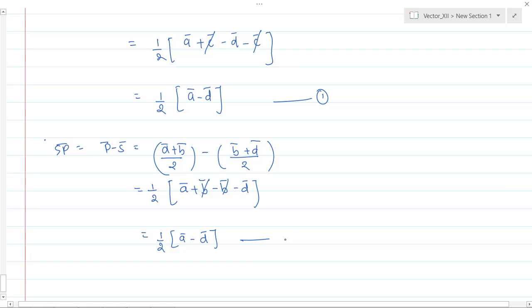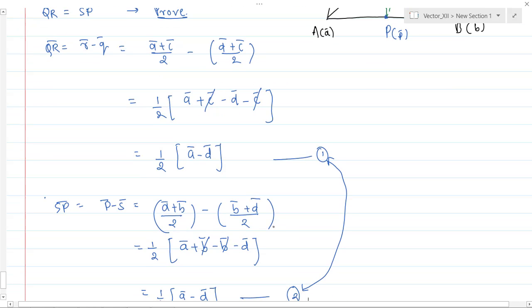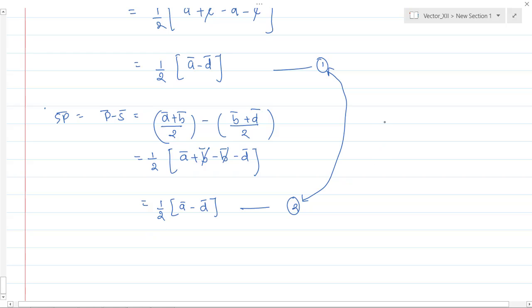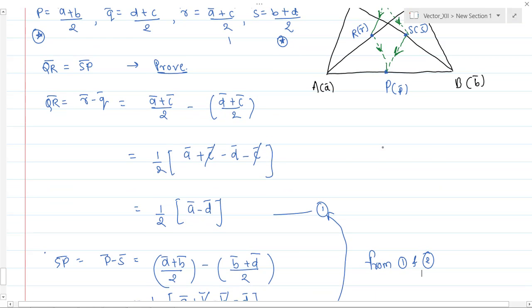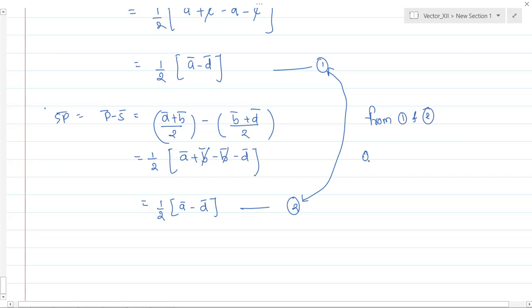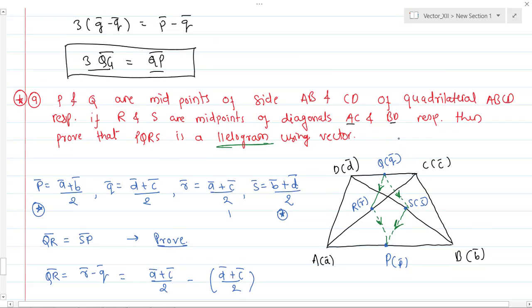What is this then? So this is what we have, the same. So from equation number 1 and 2, what can you say? Their RHS are the same. So we can definitely equate their LHS also. So from this we can prove that QR is equal to SP. So from 1 and 2, that is, QR bar is equal to SP bar. Similarly we can prove for this also.